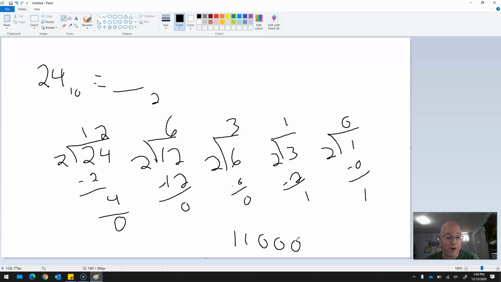Now, how could you check your work? Do the other process. Take that number, 1, 1, 0, 0, 0, and do what we did the other day in the other video. Multiply by 2, and then raise the powers from 0 to 4. That's how you check. It has to work both directions.